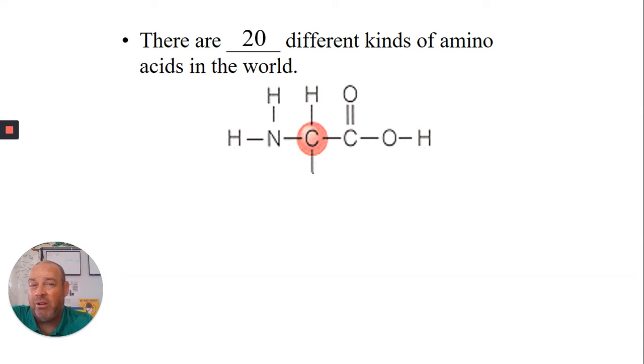Some proteins are as small as 10 amino acids, others take thousands. And so when you have 20 things and you have the ability to vary how long those are, you can make an almost infinite number of combinations.